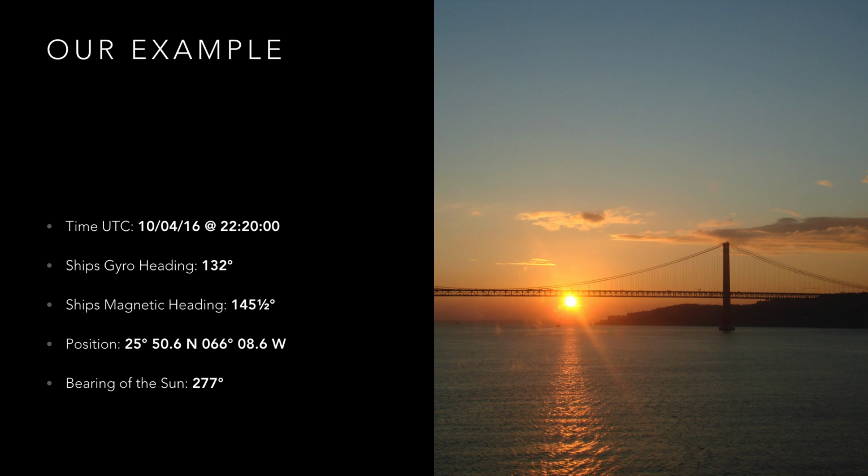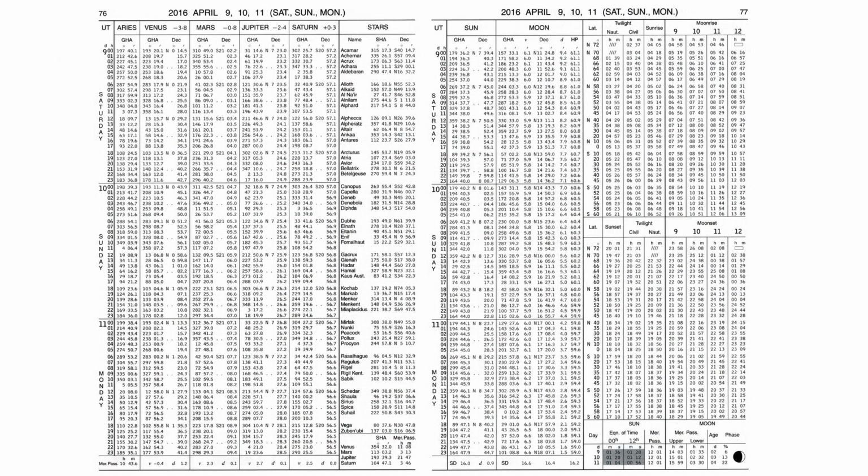Throughout this example, I am going to use a pro forma I created years ago as a cadet, which you can download from my website, and I'll put the link in the description below. Now we have to pull out our nautical almanac and turn to the appropriate daily page. As we're doing our calculation for the 10th of April, we find its page in the almanac.